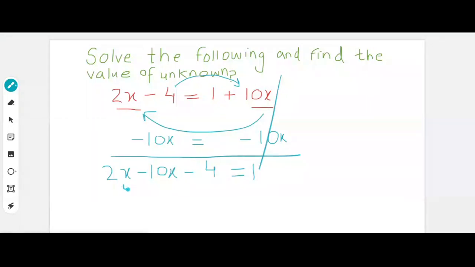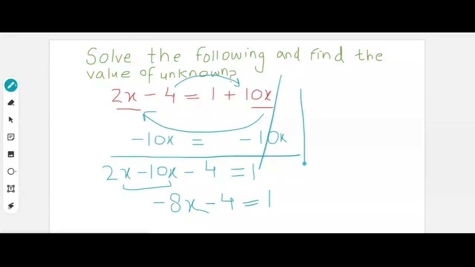So we can subtract the same variables. If the variables are the same, x and x, we can subtract the coefficients. Coefficient is the number that is attached to the variable. Variable is x, coefficient is the number 2 here, and with this x, the coefficient is 10. So 2x minus 10x will be minus 8x, minus 8x minus 4 equal to 1.